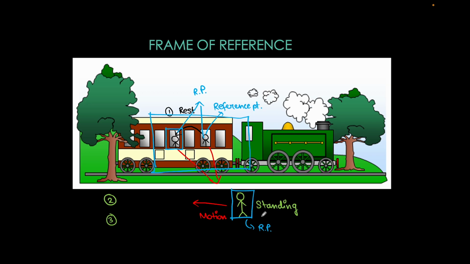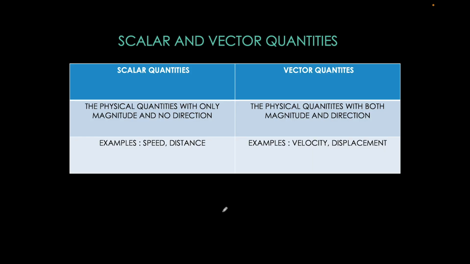To one person, something might be in rest, to the other person, it might be in motion. So it completely depends on observer to observer. So now we are going to study about scalar and vector quantities. So scalar quantity refers to any physical quantity with only magnitude and no direction.